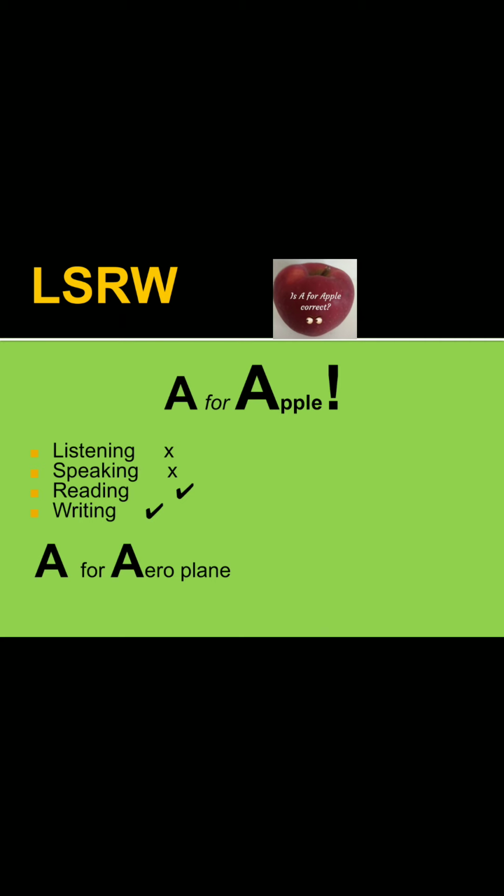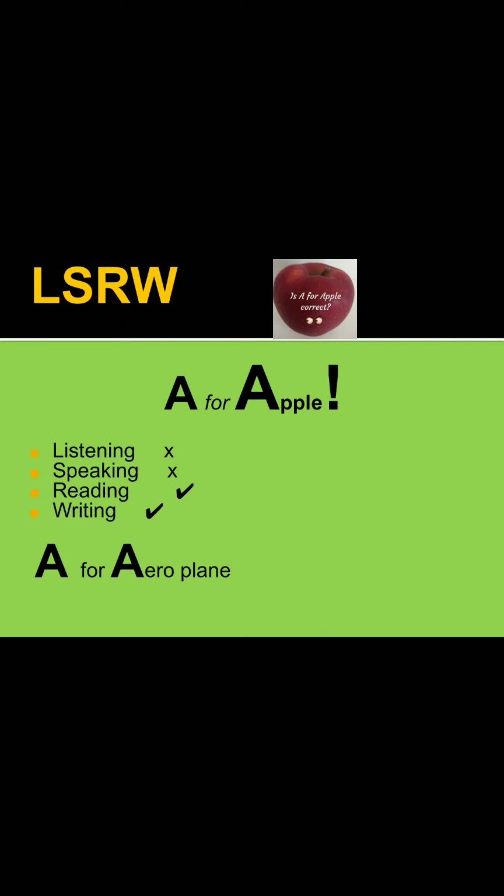Under the 4 categories of skills which we have in English, we call it LSRW, the 4 language skills. L stands for listening, S for speaking, R for reading, and W for writing. I think you might be knowing this. And under the listening skill, I wanted to check whether A for apple is right.